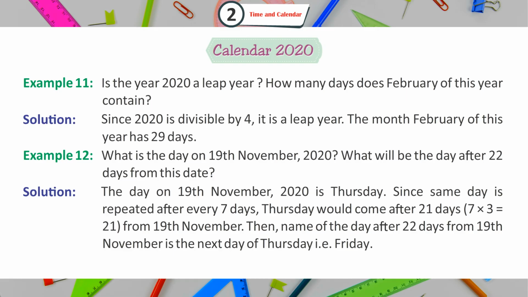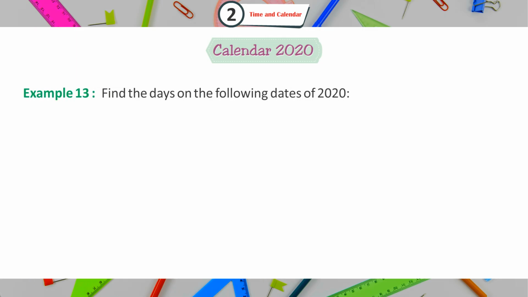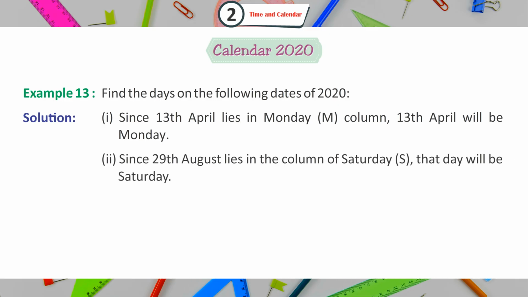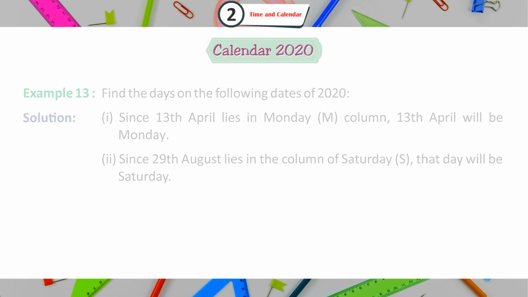Solution. The day on 19th November 2020 is Thursday, since same day is repeated after every 7 days. Thursday would come after 21 days. 7 into 3 is equal to 21 from 19th November. Then, name of the day after 22 days from 19th November is the next day of Thursday, that is Friday. Example 13. Find the days on the following dates of 2020. Solution. 1. Since 13th April lies in Monday, M, column, 13th April will be Monday. 2. Since 29th August lies in the column of Saturday, S, that day will be Saturday.